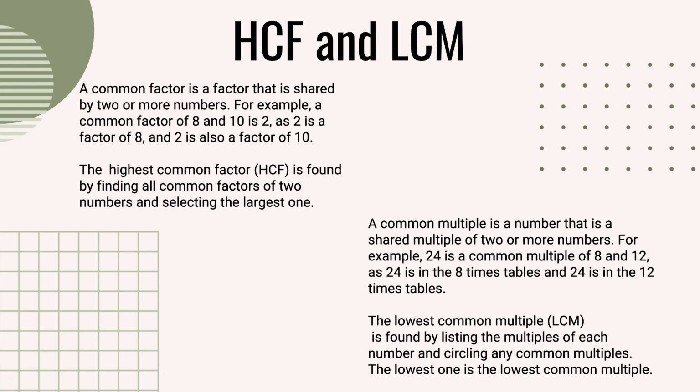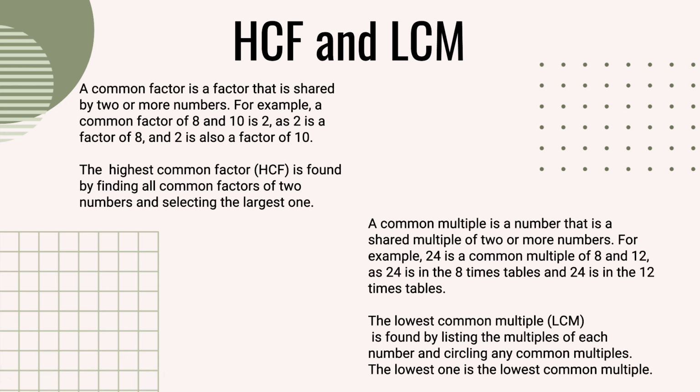A common multiple is a number that is a shared multiple of 2 or more numbers. For example, 24 is a common multiple of 8 and 12, as 24 is in the 8 times tables and 24 is in the 12 times tables. The lowest common multiple is found by listing the multiples of each number and circling all common multiples.